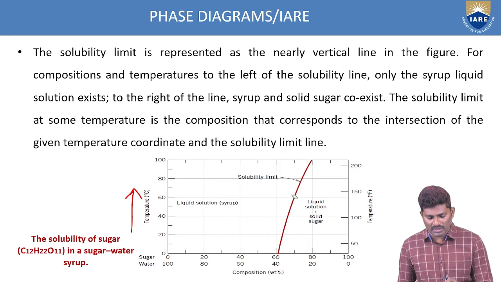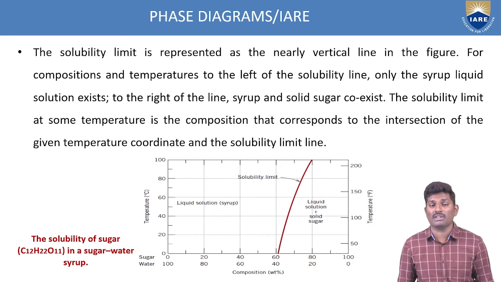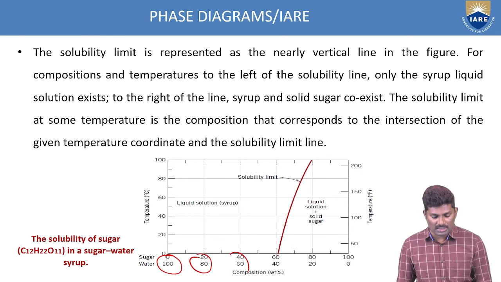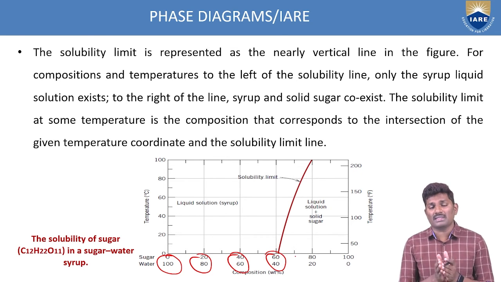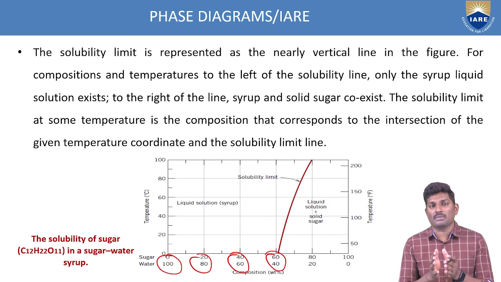That's why we are showing the solubility limit as a vertical straight line, since it increases with the temperature, and also the composition and temperature. What is the composition here? The percentage of sugar with water. So if you mix 60% of sugar with 40% of water, then there is the maximum solubility limit. So that we are understanding with the phase diagrams.